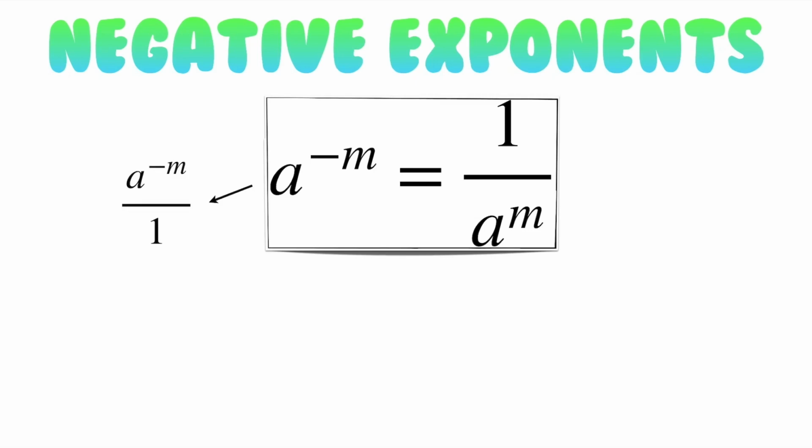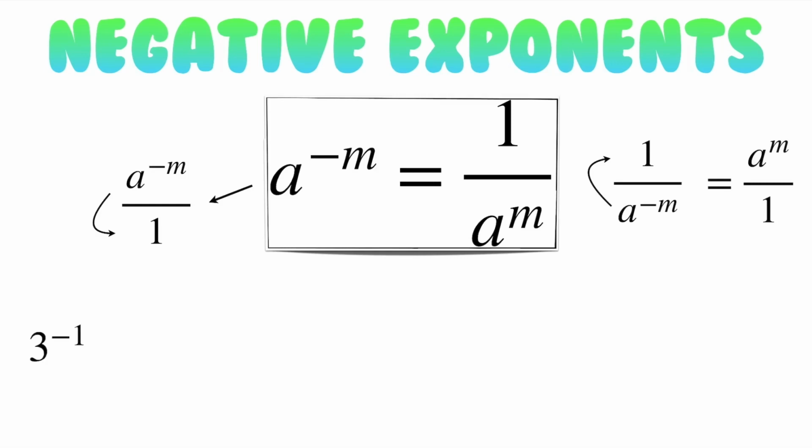And what you're going to do to get rid of this negative exponent right here is you're just going to take this whole thing and put it in the denominator, which gives you this. Or if you have 1 over a to the power of negative m, so it's in the denominator, the negative exponent, you're just going to put it in the numerator. So this equals a to the power of m over 1.